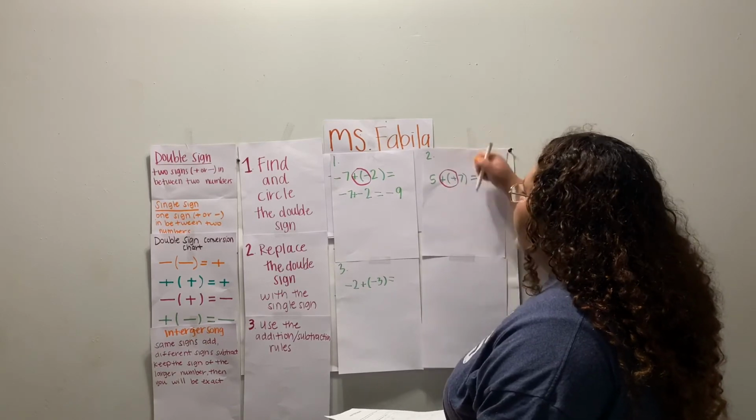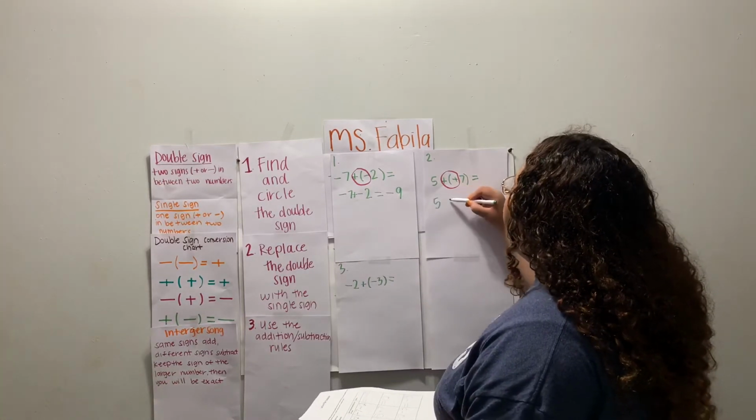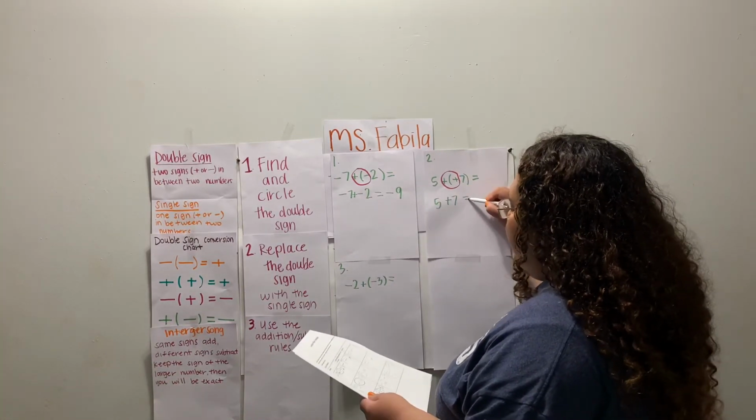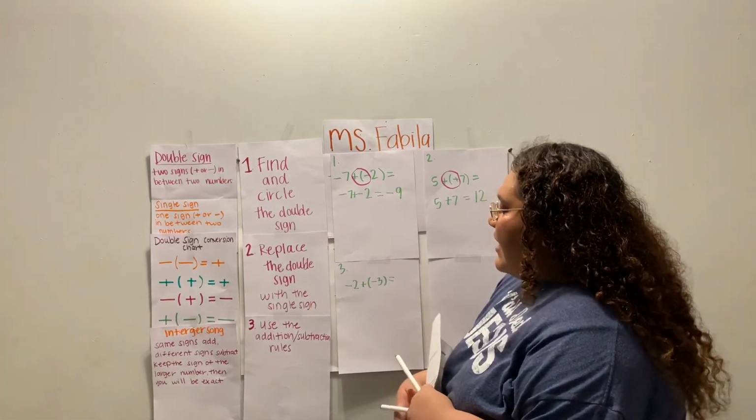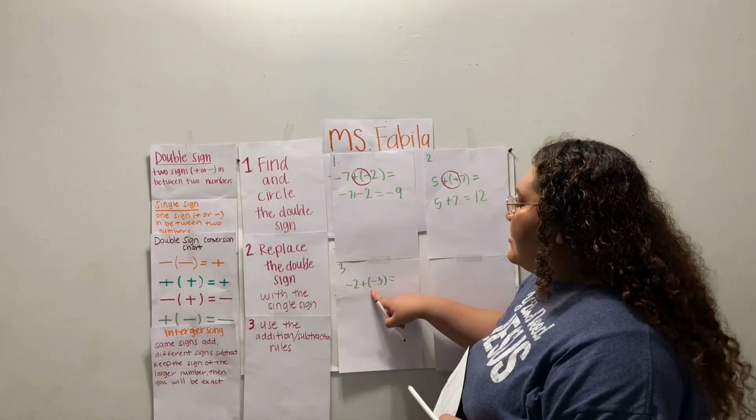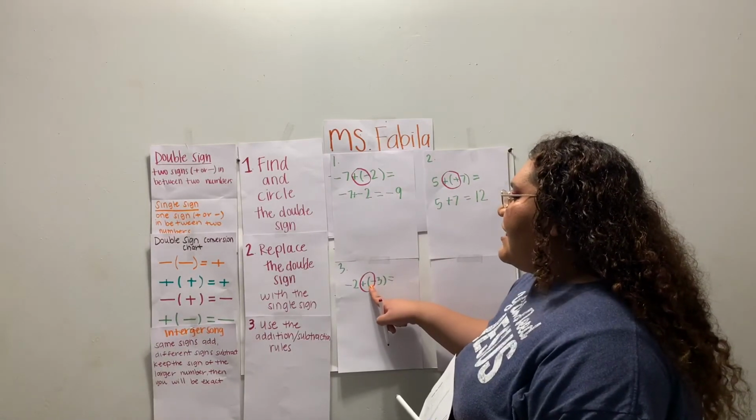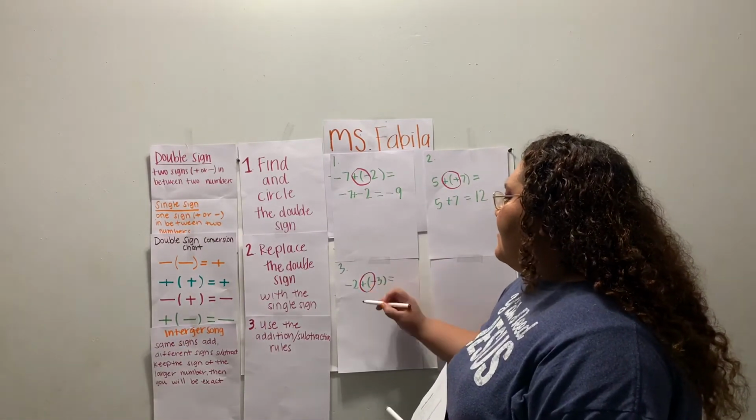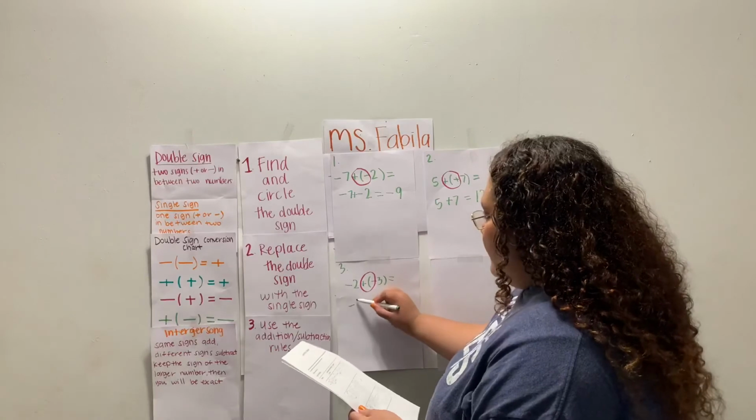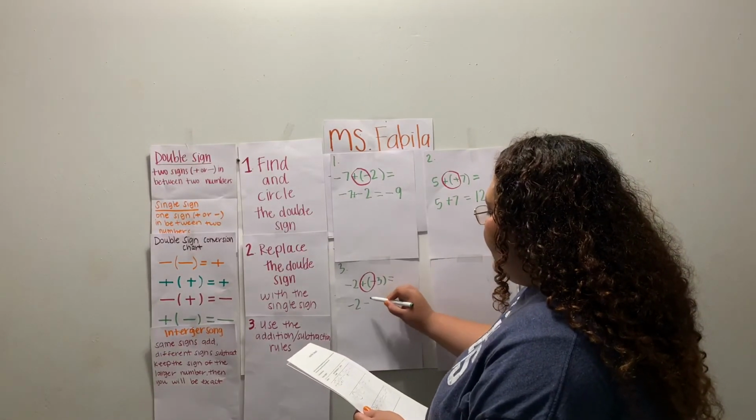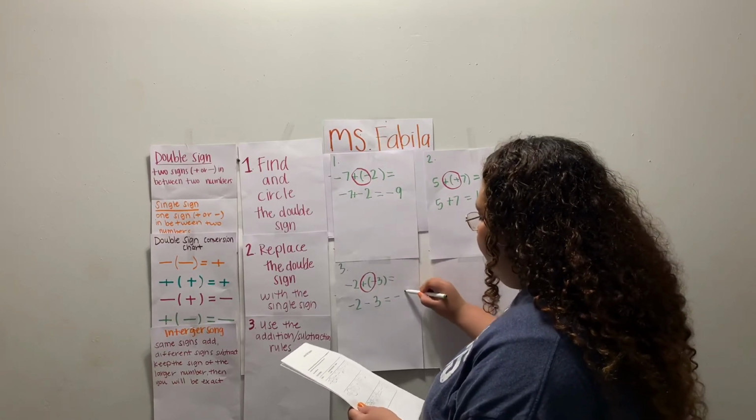For our second problem, we have 5 plus parentheses positive 7. Let's circle our double sign. A positive and a positive gives us a positive. And we have 5 plus 7 equals 12. Good job. And for our last problem, we have negative 2 plus parentheses negative 3. Let's circle our double sign. And what does a positive and a negative give us, class? Good job. It gives us a negative. So this turns into negative 2 minus 3 equals negative 5.